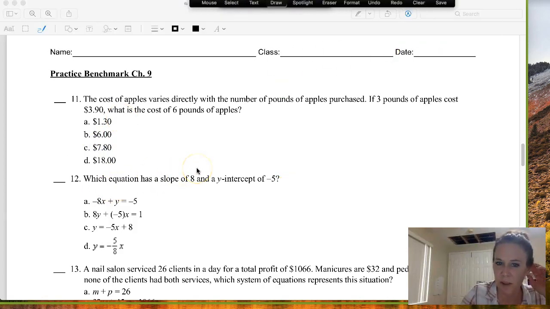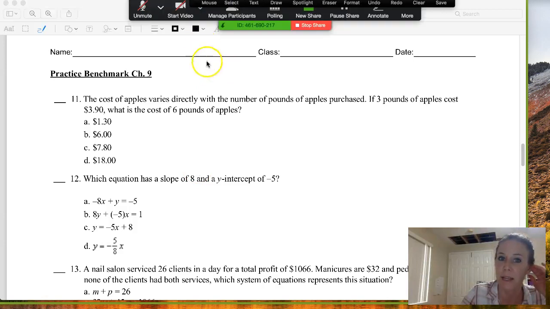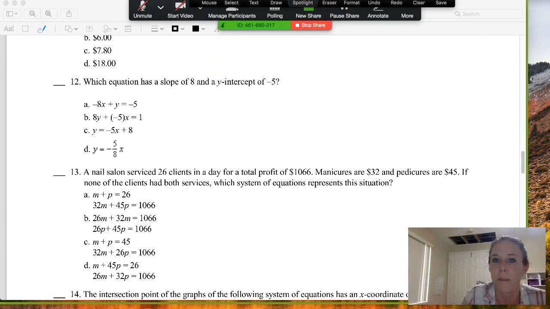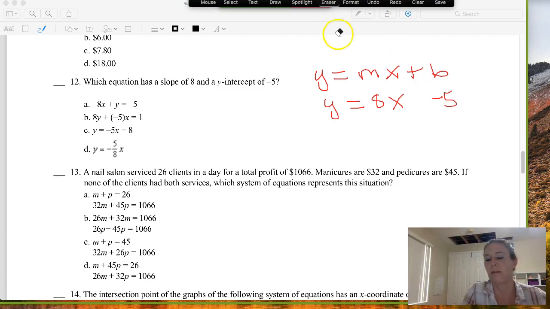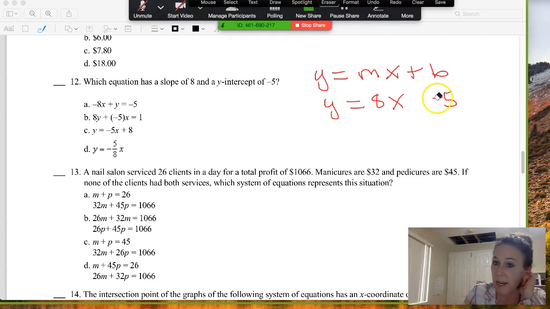Which equation has a slope of 8 and a y-intercept of -5? Now, if I were to put this in slope-intercept form, that would be pretty basic. It would look like this. Y equals mx plus b. Your m is your slope, also your constant rate of change. Your b is your y-intercept, where it touches the y-axis. If it has a slope of 8, this would look like this. Y equals 8 times x plus my y-intercept would be -5. And you don't have to write plus -5, you could just write -5. All right, so there's my equation. Y equals 8x minus 5.